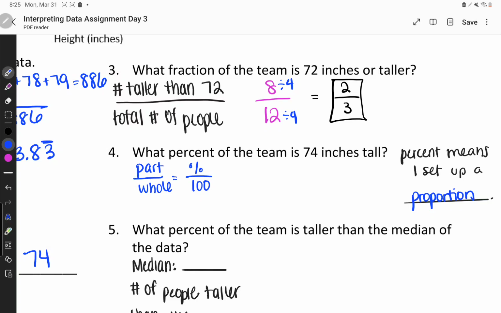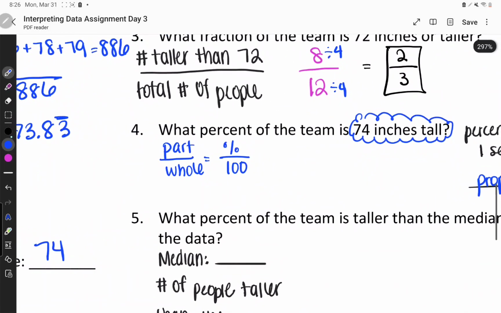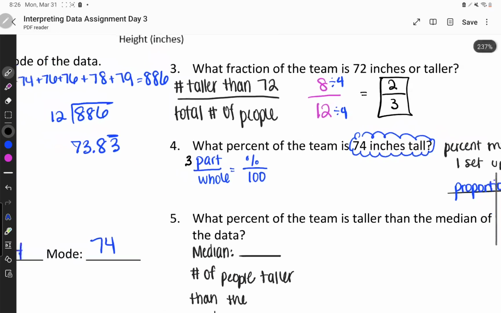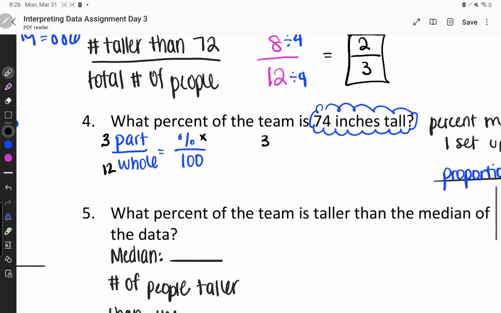Well, my part is going to be how many people are 74 inches tall. So how many people are 74 inches tall? That would be 3 people that are 74 inches tall. And then my whole would be how many people I have. And how many people do we have? 12. I don't know my percent, so I'm going to put x. So I have 3 over 12 equals x over 100.